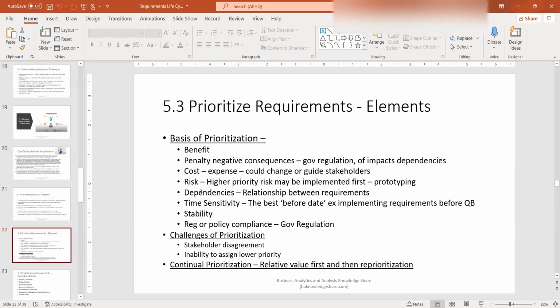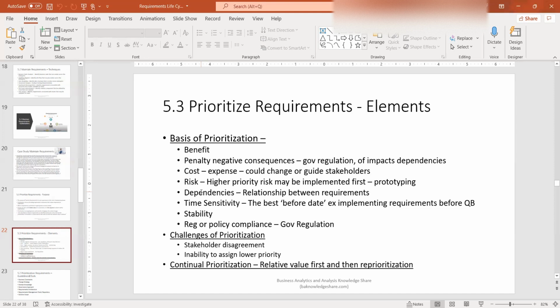Dependencies, understanding the relationships between requirements. Say, for instance, you have a requirement A that is being implemented and has been prioritized, but then comes along a requirement F. Requirement F needs to be implemented with requirement A because they both go hand in hand. So in that case, requirement F would be prioritized above the rest of the requirements. Time sensitivity, so the best before date. For example, implementing requirements before a competitor is putting their product in at a certain time. So you want to implement your product before that.